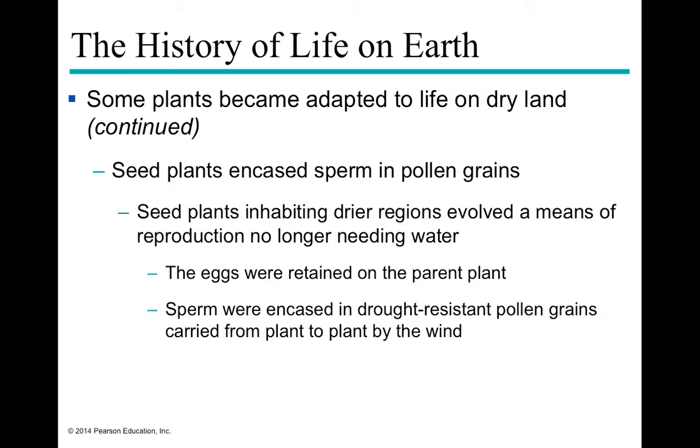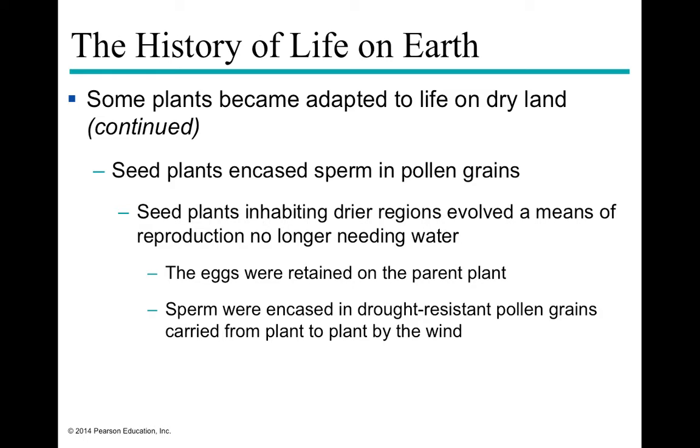Now, seed plants have a specialty advantage over plants that have swimming sperm, because seed plants have their sperm encased in pollen, which is what we know today, how most of our plants are going to reproduce. So seed plants inhabit drier regions, and they no longer need water for reproduction because they have eggs retained in the parent plant.